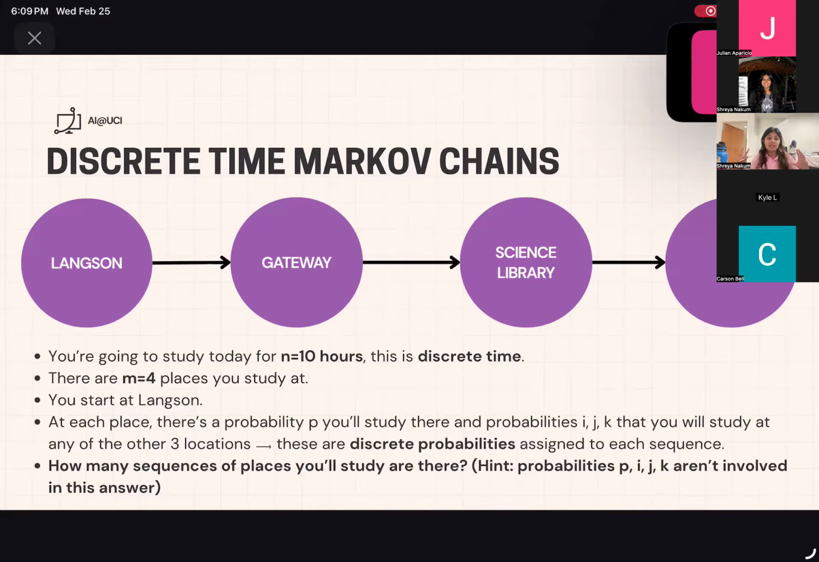So you have these 10 hours during which there are four places that you study at. At each place, there's a probability that you'll study there again for the next hour, or some other probabilities, say I, J, and K, that you'll study at any of the other three places. These are set discrete probabilities assigned to each sequence. And my question for you is, how many sequences of places that you can study are there? It's kind of a weird question. What I'm trying to ask is how many total sequences are there in these 10 hours?